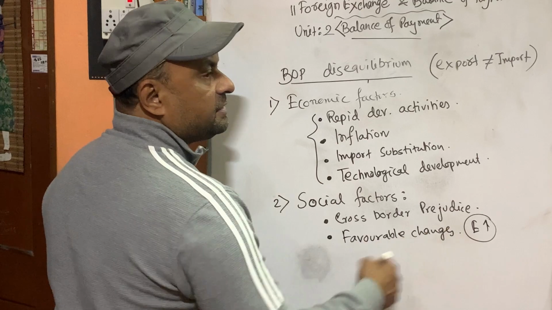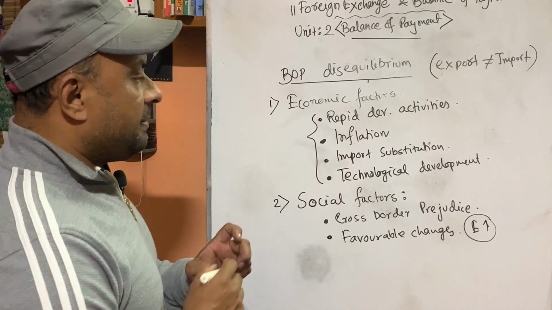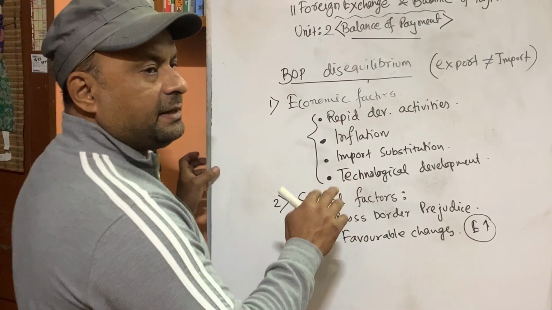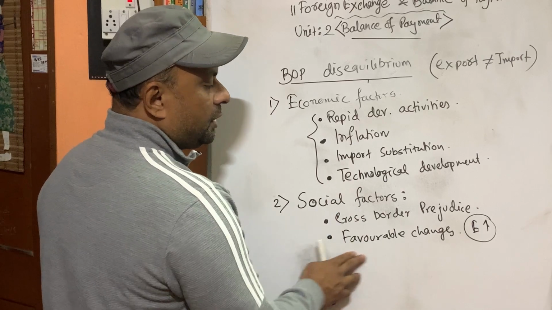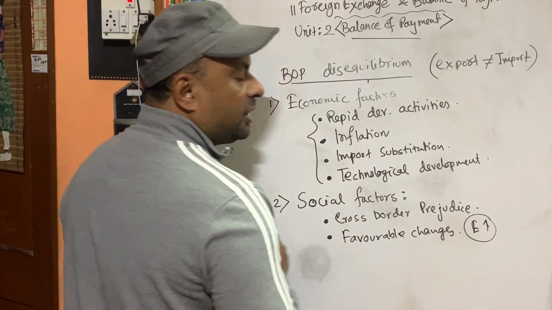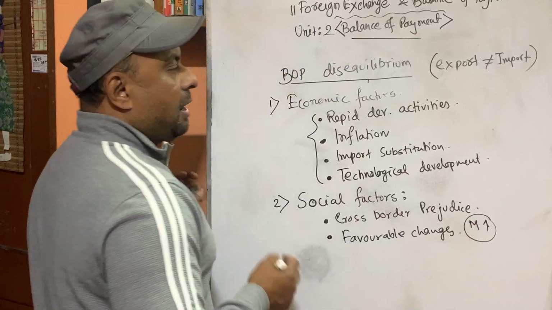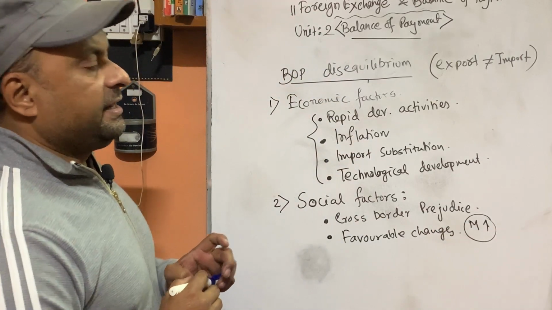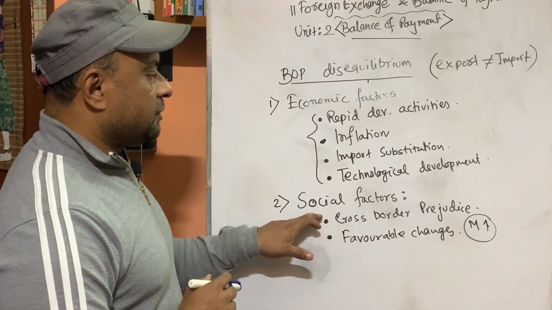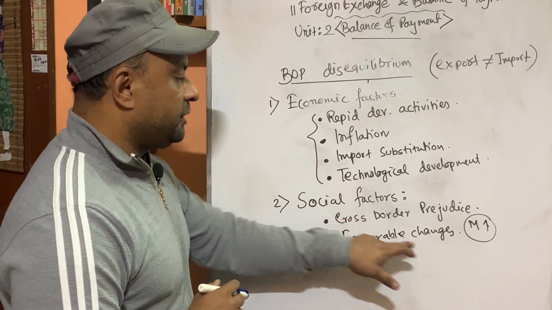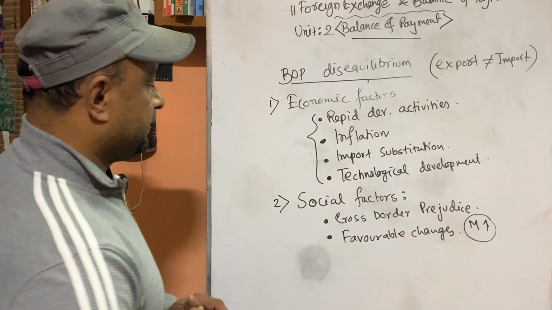Suppose some foreign commodity is highly demanded in our country due to favorable changes. That time what happens? Our import will increase. So what happens? We will face a deficit in BOP. So these are the social factors, due to cross-border prejudice or due to favorable changes.